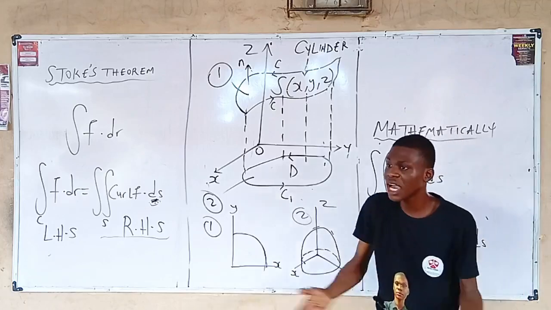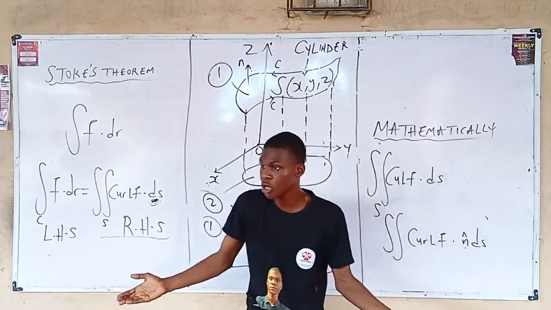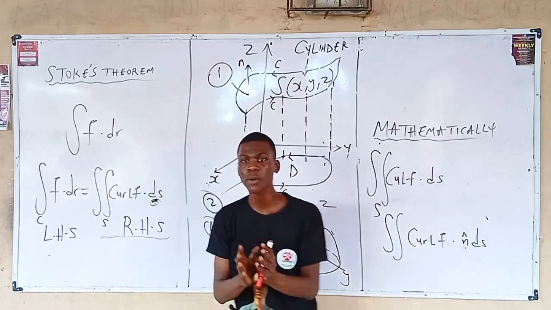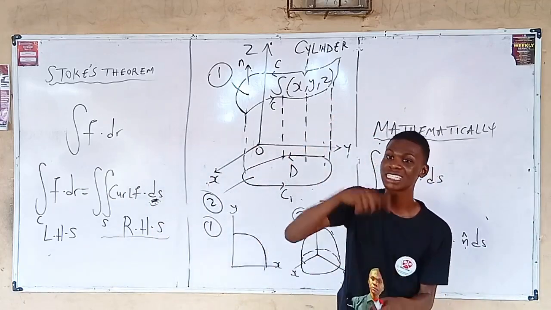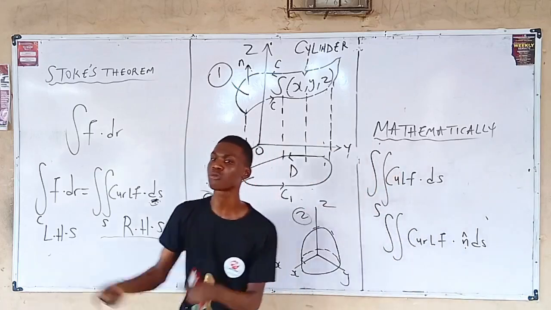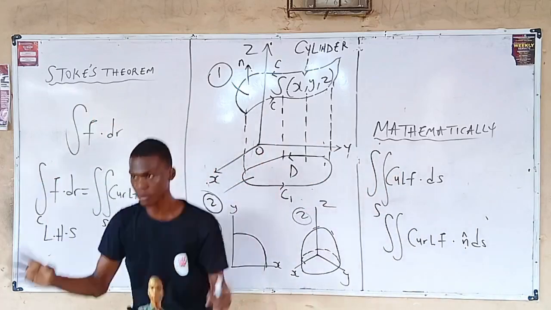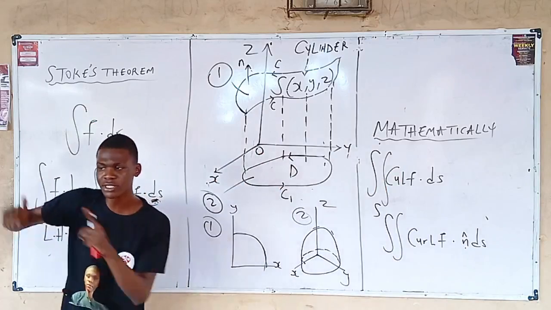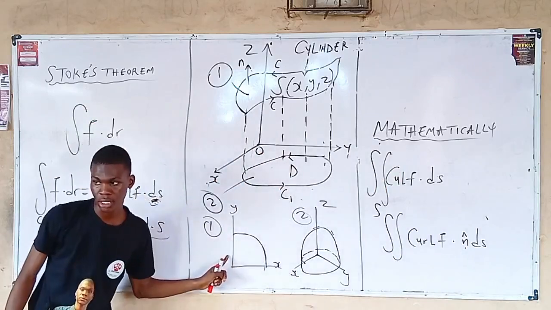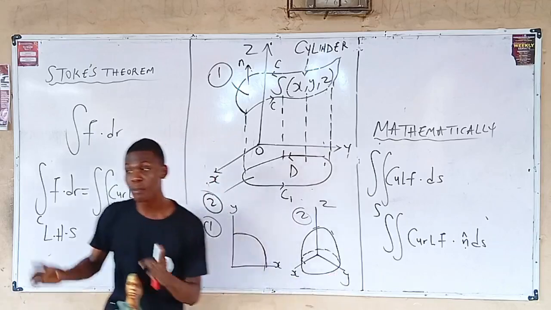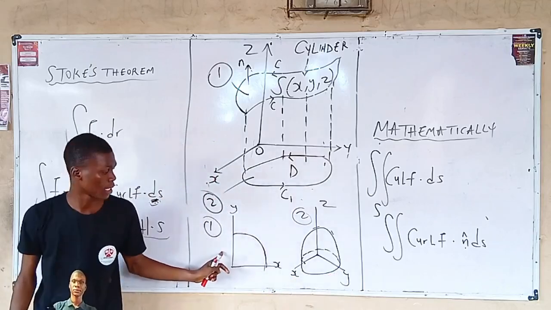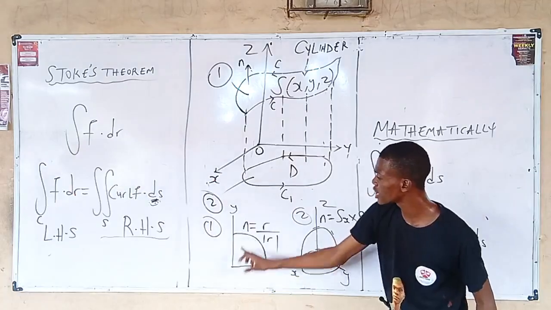Now, it depends. The surface might be a flat surface or a curved surface. If it is a flat surface, the way you are going to calculate the n is different from the way you calculate the n if it's a curved surface. When we say flat surface, meaning 2D. When we say curved surface, meaning 3D.